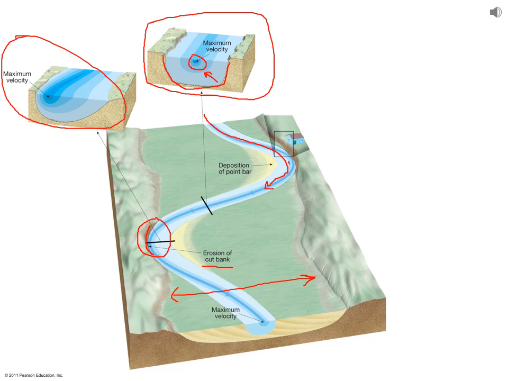Now, because the highest velocity of the water goes to the outside of the curve, the slowest velocity water is at the inside of every curve. And so, as the water slows down, sediment gets deposited. Sediment drops out of the suspended load. And that point of deposited sediment is called a point bar. So in every meander, we have a point bar and a cut bank.